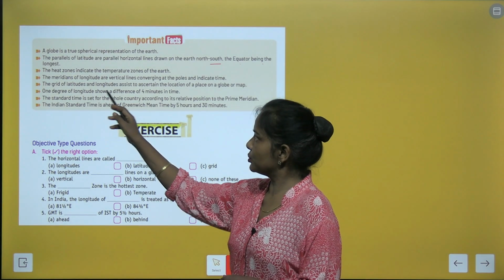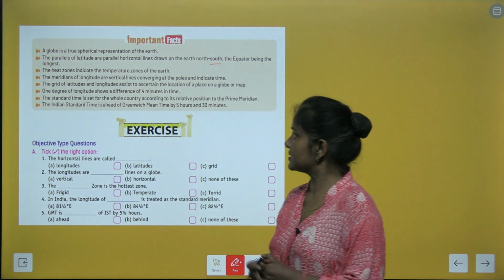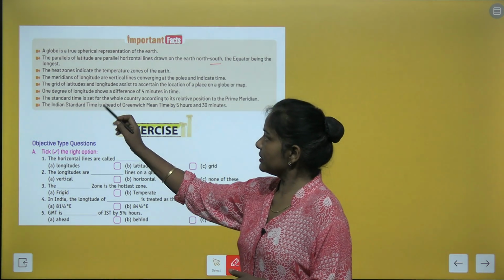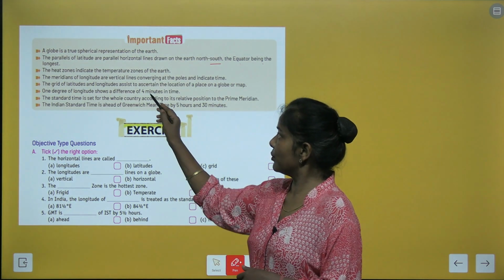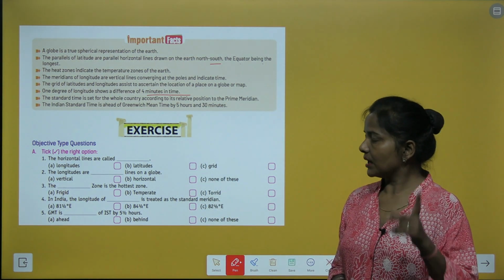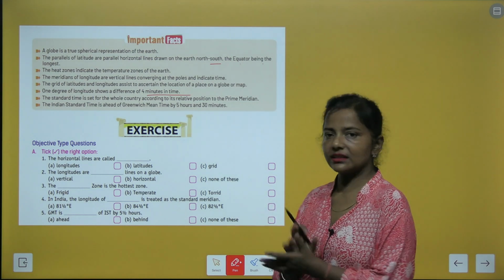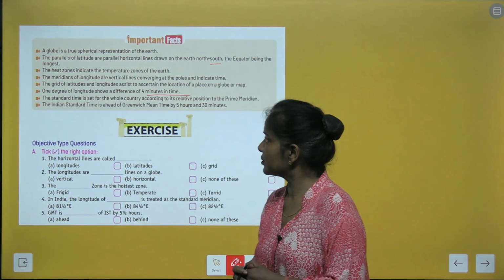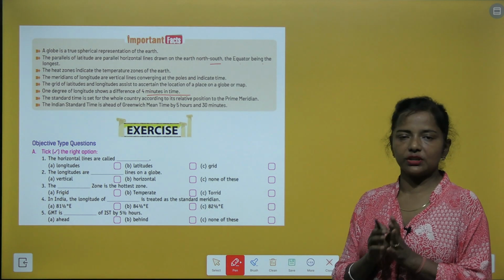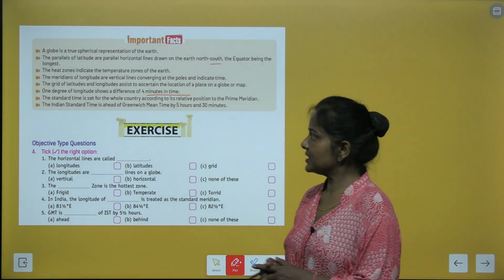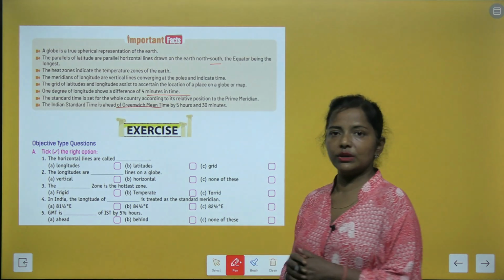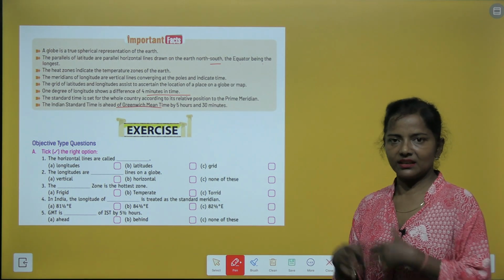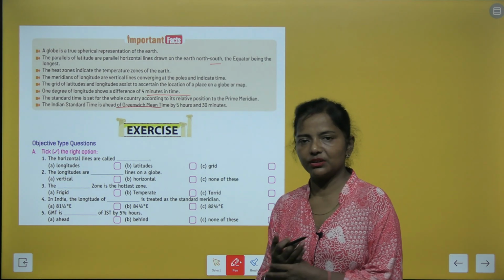The grid of latitudes and longitudes assists to ascertain the location of a place on a globe or a map. 1 degree of longitude shows a difference of 4 minutes in time. The standard time is set for the whole country according to its relative position to the prime meridian. The Indian Standard Time is ahead of Greenwich Mean Time by 5 hours and 30 minutes.